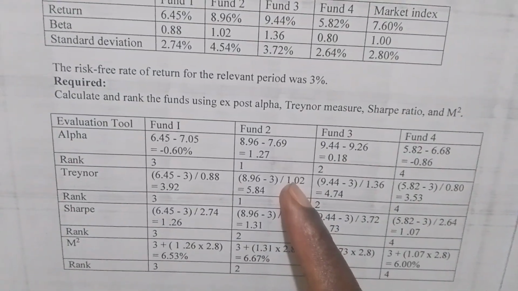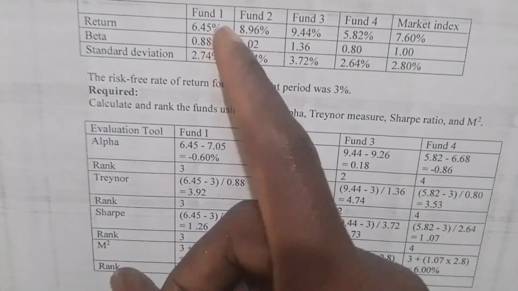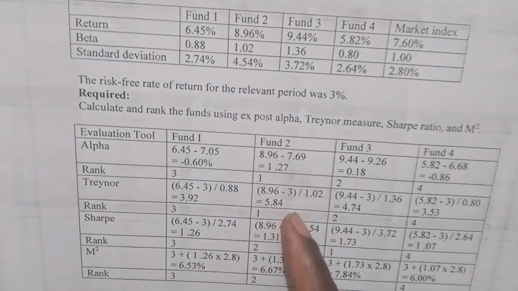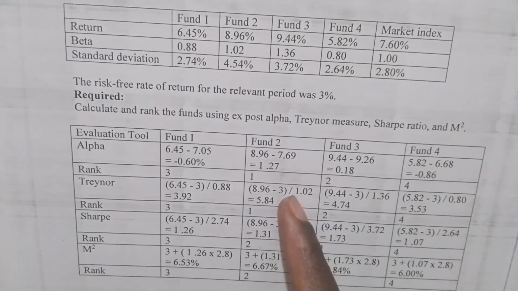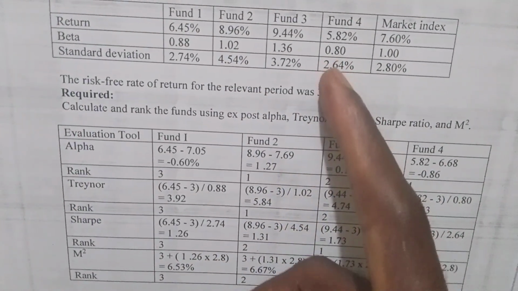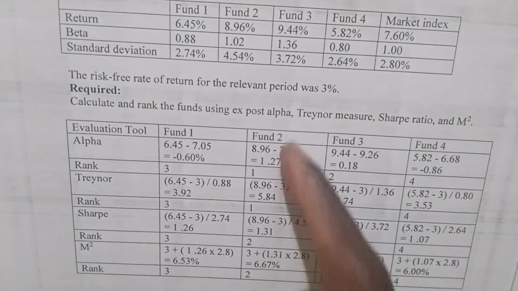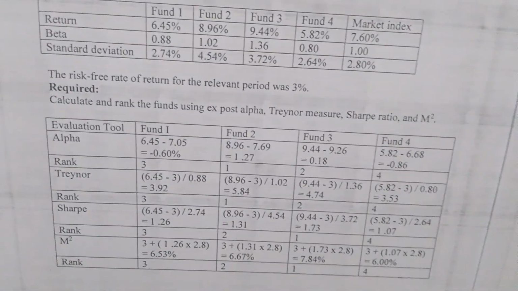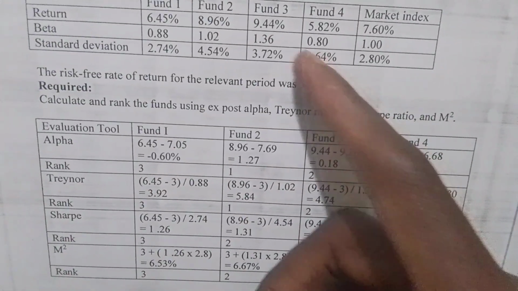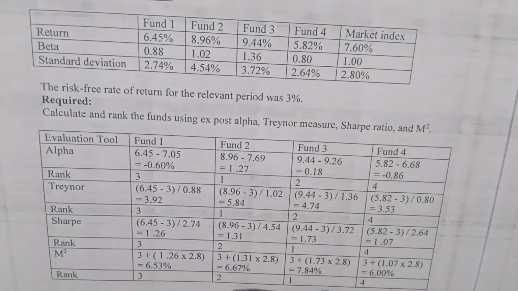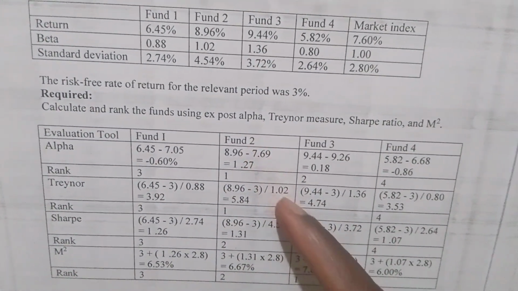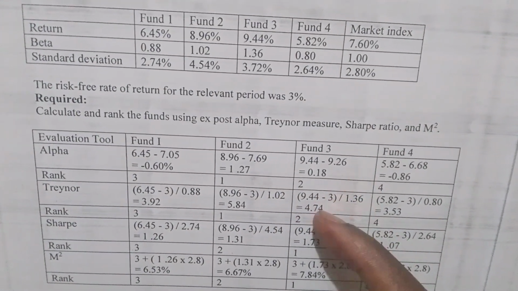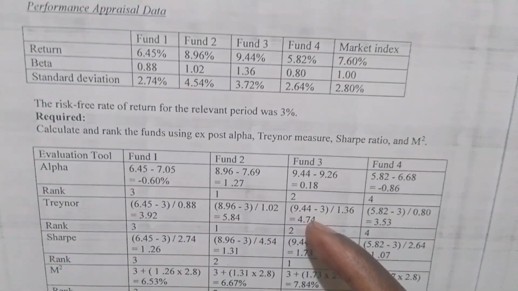For fund 2, the expected return is 8.96. We minus risk-free rate of 3 over 1.02, which is the beta. Fund 3, 9.44 minus risk-free rate of 3 over 1.36.